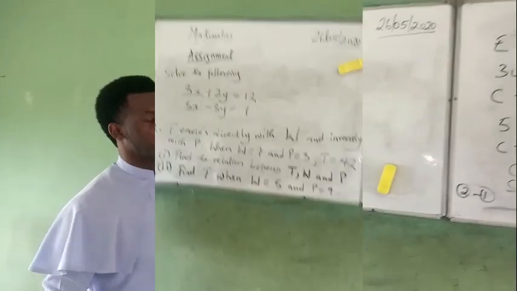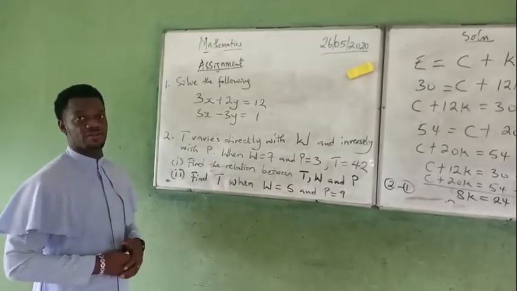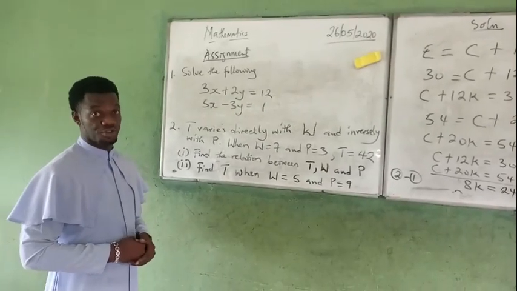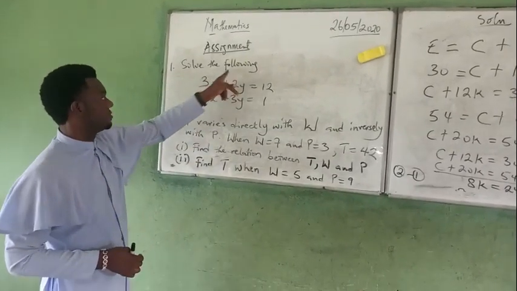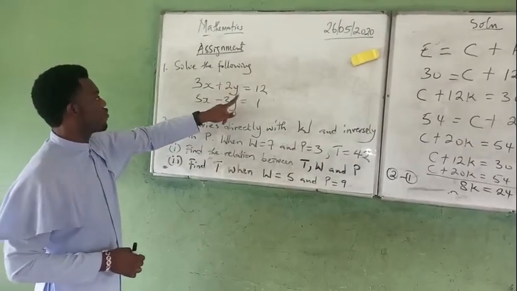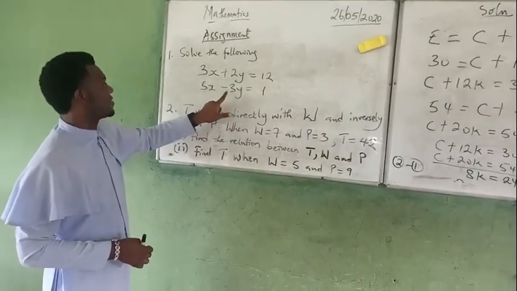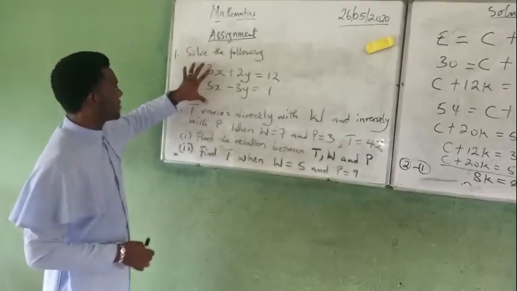So I will give you assignments I want my students in JS3 to do with regard to the simultaneous equation and the variation we treated today. The first one, number 1, solve the following: 3x plus 2y is equal to 12, and then 5x minus 3y is equal to 1.